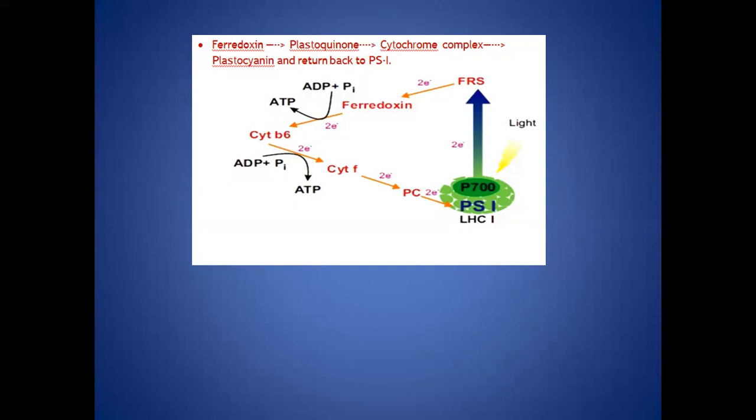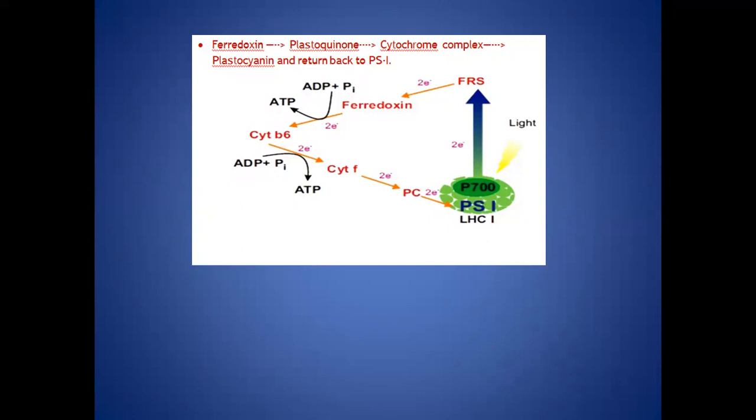First, it is taken by the ferredoxin. From the ferredoxin, the electrons are moving to plastoquinone, and from the plastoquinone to the cytochrome complex and the plastocyanin. And in between ferredoxin and cytochrome B6, one ATP is formed. So combining of ADP plus Pi in presence of light is called photophosphorylation. As a result of photophosphorylation, ATP is formed. And now, in between cytochrome B6 and cytochrome F, another ATP is formed.